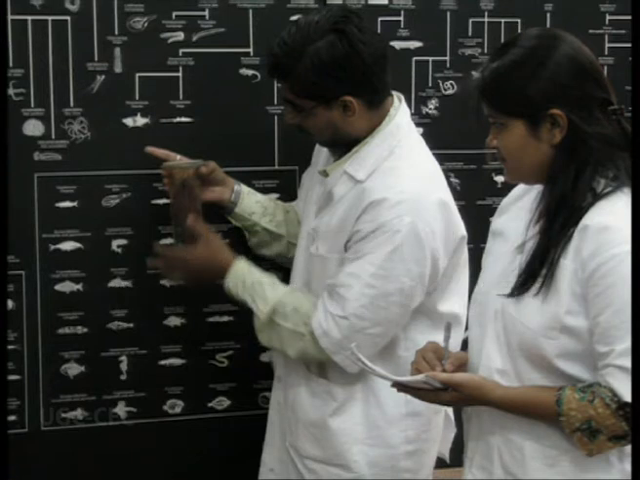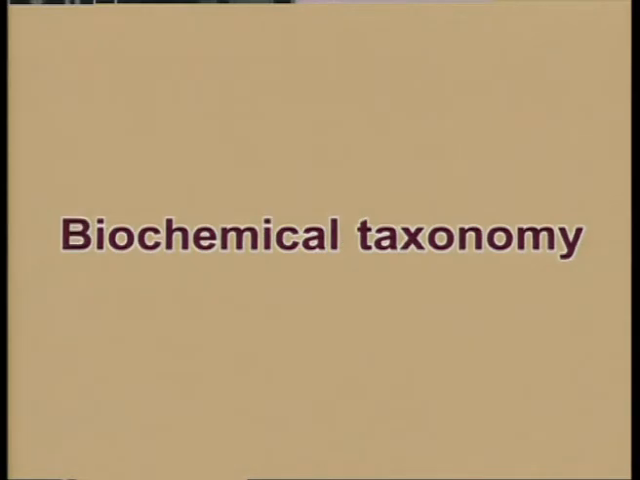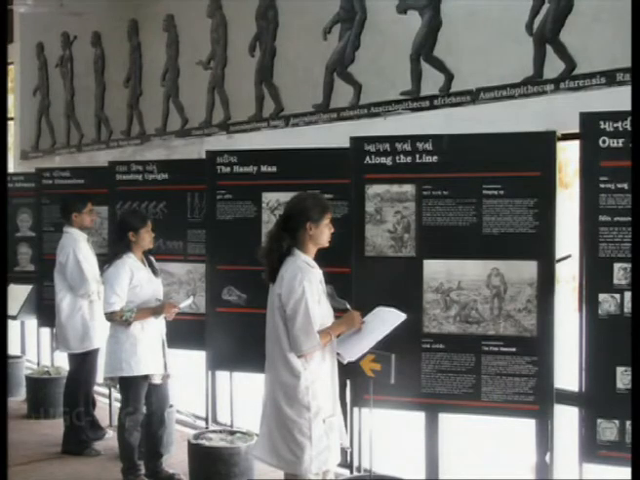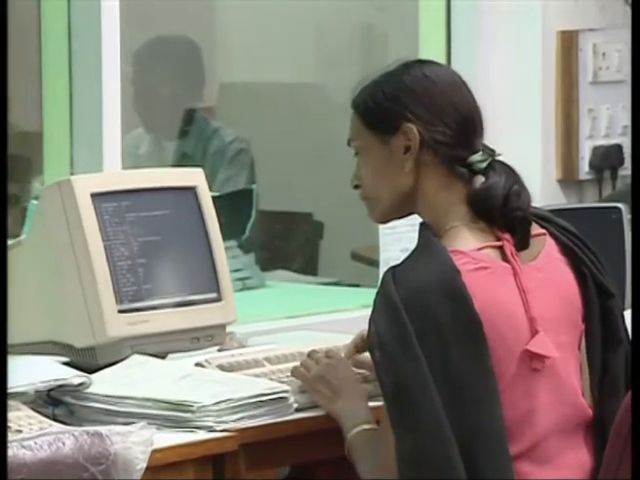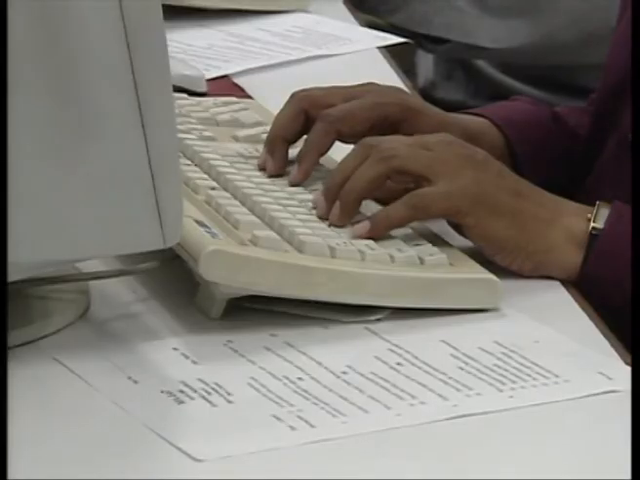Improved tools and techniques for classification helped in the emergence of new branches of systematics such as cytotaxonomy, chemotaxonomy or biochemical taxonomy, and population systematics. The numerical system of taxonomy, or phenetics, employs numerical methods for the evaluation of similarities and differences between species. Such comparison is possible due to the availability of sophisticated calculating machines and computers.